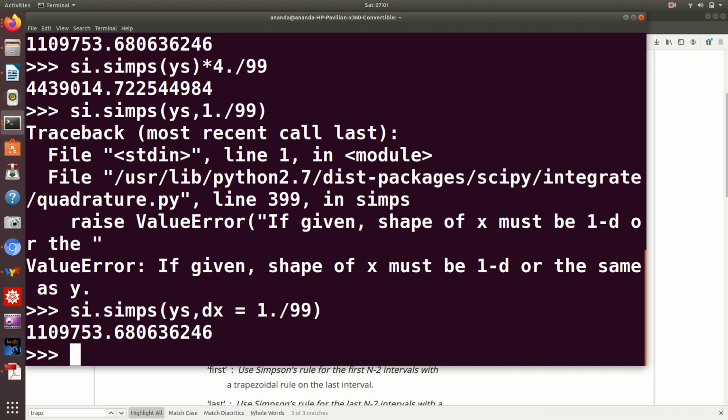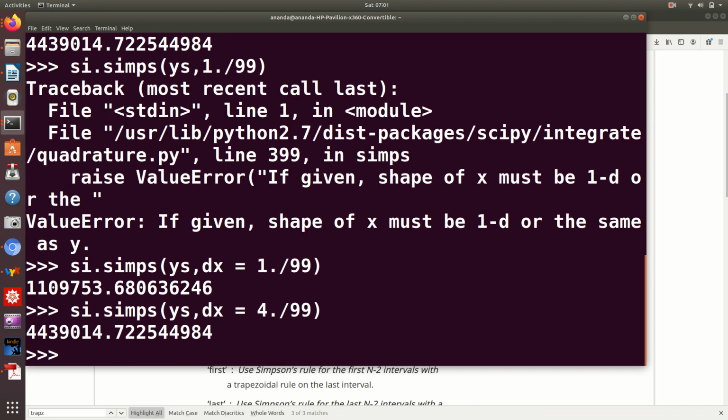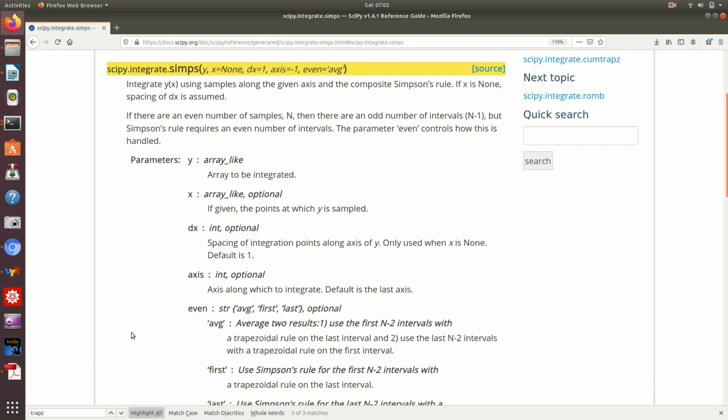And again I made a mistake. I used 1 by 99 once again. Apparently I did not learn from last time. It's really 4 by 99. And I am getting back the same value that Simps was giving originally. So that clears up, partly at least, the issue with x and dx.